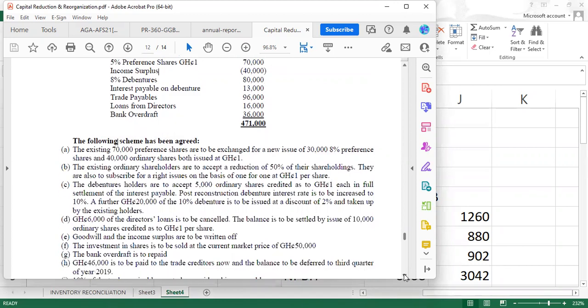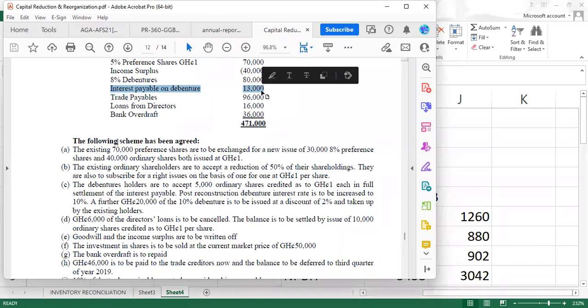Let's come to the C. The debenture holders are to accept 5,000 ordinary shares credited as 1 cedi each in full settlement of the interest payable. So how many ordinary shares are we giving them, at what value? What is the total value of the ordinary shares we are giving to them? 5,000 at 1 cedi, so 5,000. Then the question is, how much are we owing them as interest? Interest payable is 13,000.